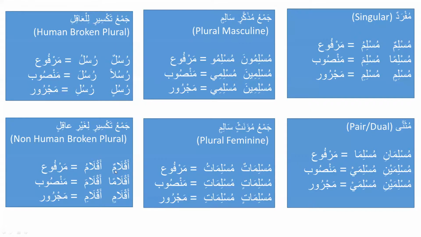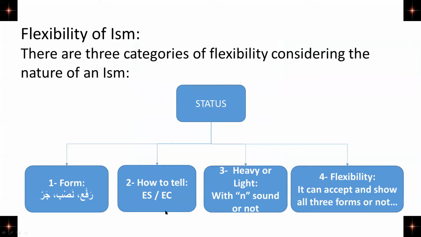This is a non-human broken plural, and it is un or u at the end if it is rafa, an or a if it is nasb, in or e if it is jar. All of that heavy or light respectively. Okay. So the one with the tanween, we say it is heavy, and the one which is without tanween, we say it is light. Okay.